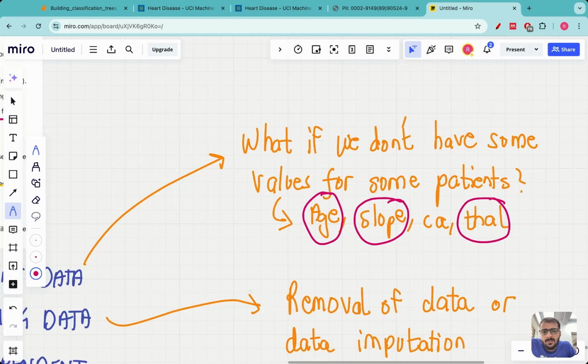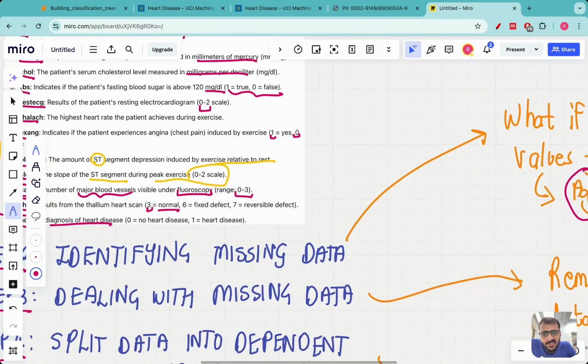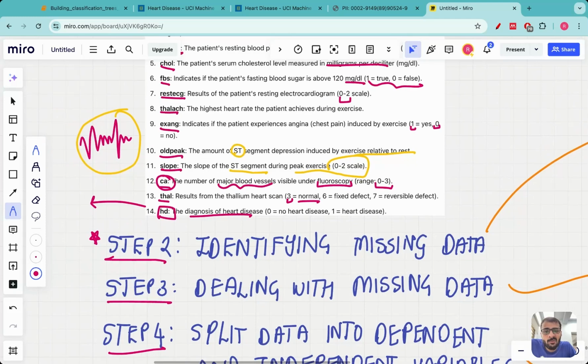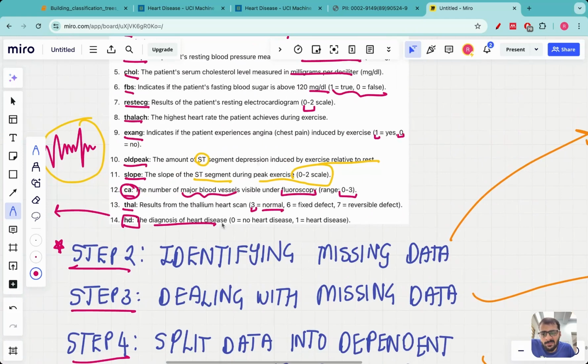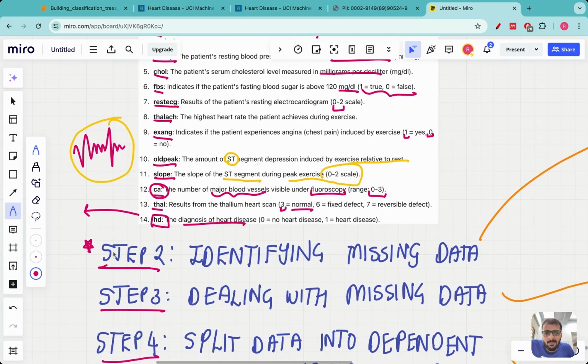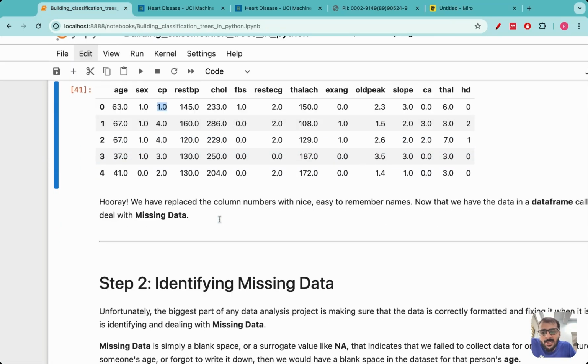People make mistakes and no data set is perfect, so of course there will be missing values when you deal with real life data, and we have to deal with missing data. We'll see how to deal with missing data in step 3, but in step 2, first we have to identify which data is missing for how many patients for which variables. So let's see how to do that in code.